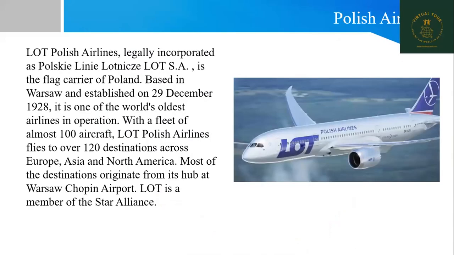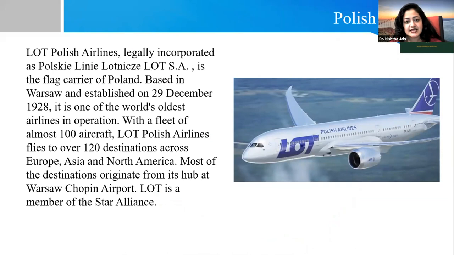Thank you. So LOT Polish Airlines, legally incorporated as Polskie Linie Lotnicze LOT S.A., is the flag carrier of Poland. Based in Warsaw and established on 29th December 1928, it is one of the world's oldest airlines in operation. With a fleet of almost 100 aircraft, LOT Polish Airlines flies to over 120 destinations across Europe, Asia, and North America. Most of the destinations originate from its hub at Warsaw Chopin Airport. LOT is a member of the Star Alliance.